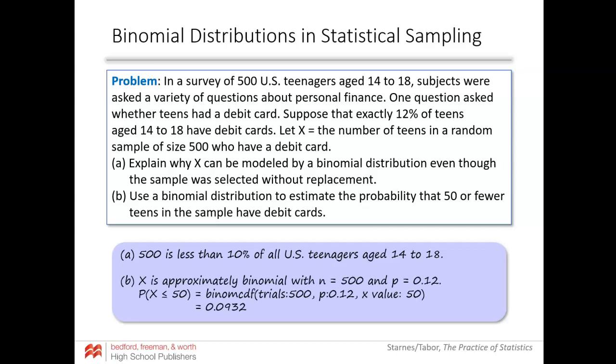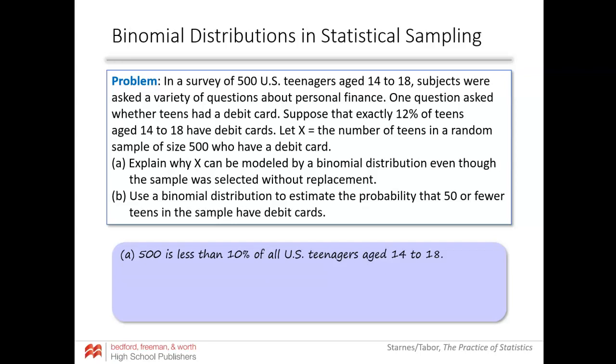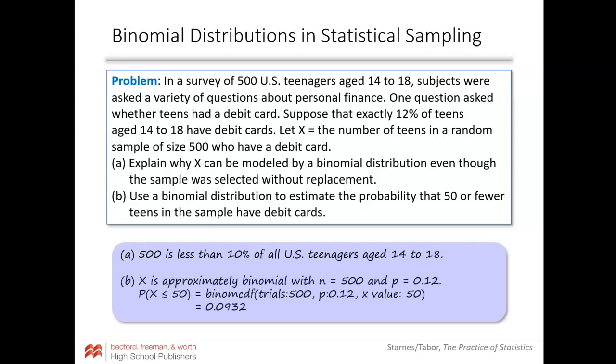Okay, so the next question: use a binomial distribution to estimate the probability that 50 or fewer teens in the sample have debit cards. The probability here would be a binomial distribution with n of 500 and a probability of success of 0.12, which was given to us in the problem. Since they want 50 or less, we are going to use a straight binomial CDF.